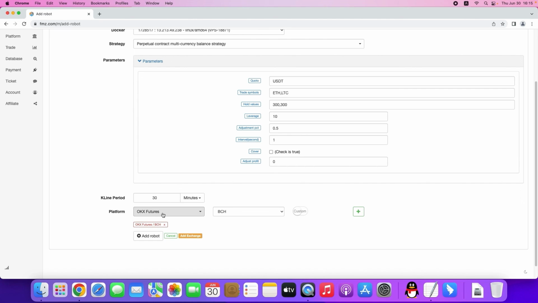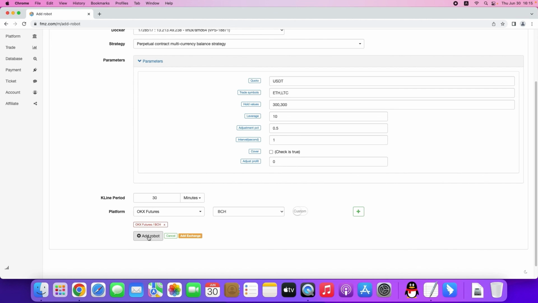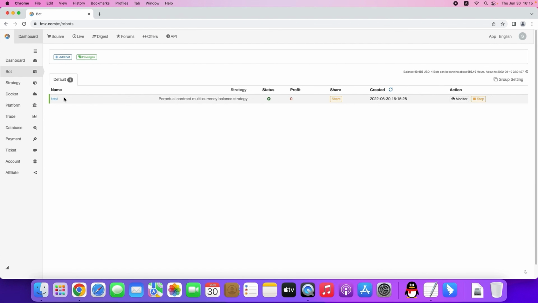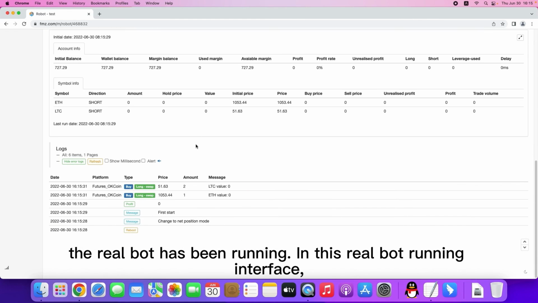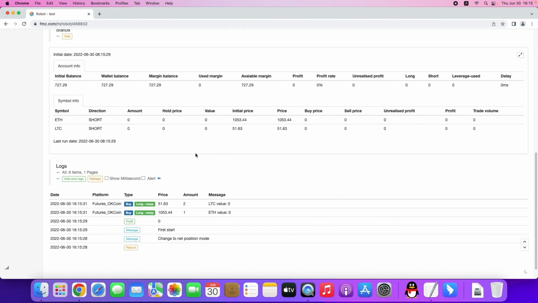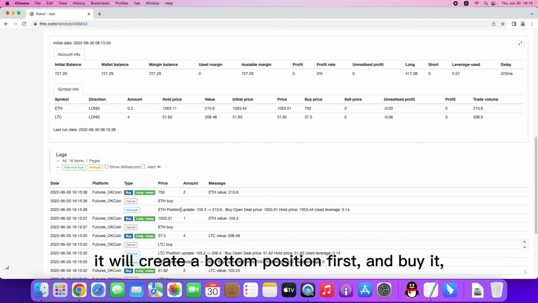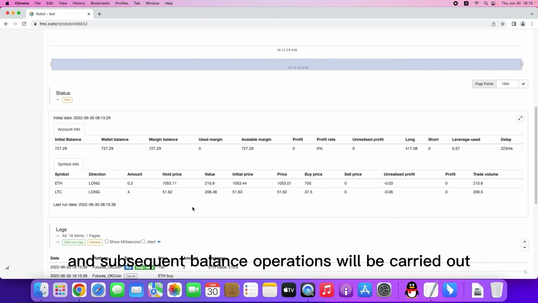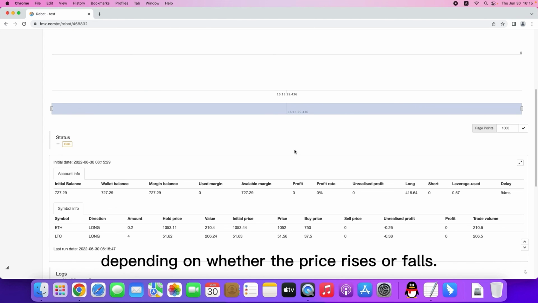Click on Add Exchange Object. The trading pair of the exchange object does not need to be set, because the strategy will switch automatically. Click on Add Robot. We can see that the robot has been running. In this robot running interface, we can see that when the strategy starts to run, it will first create a base position and buy it. Subsequent balance operations will be carried out depending on whether the price rises or falls.